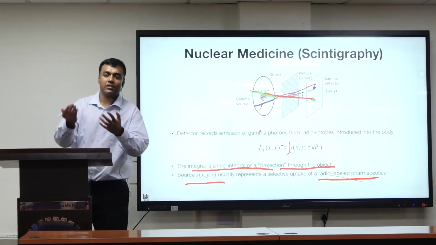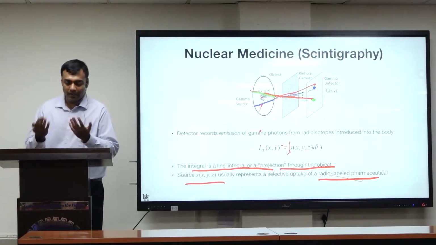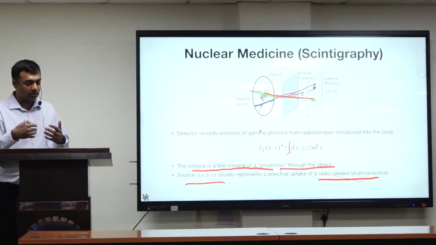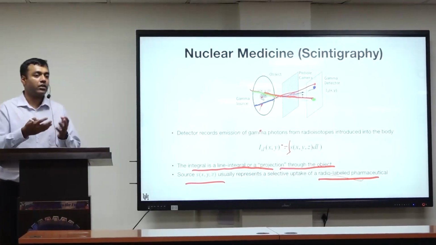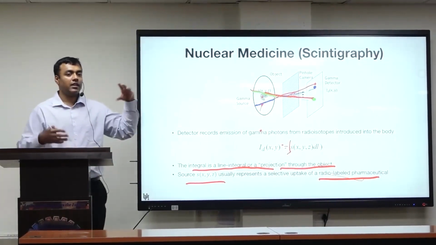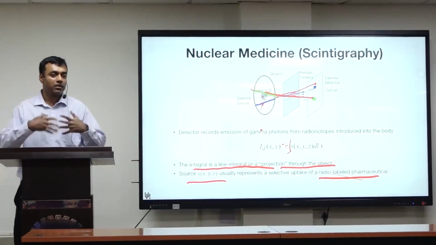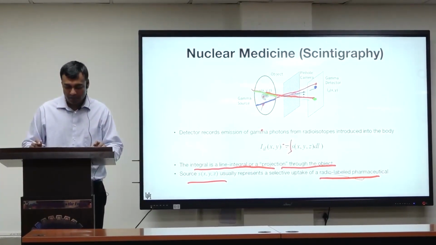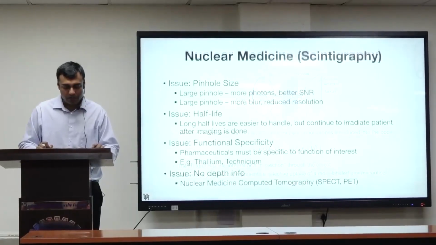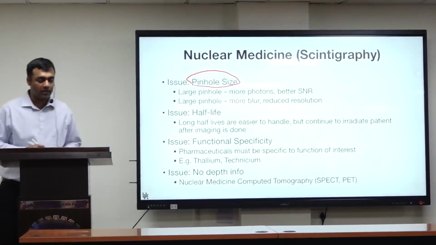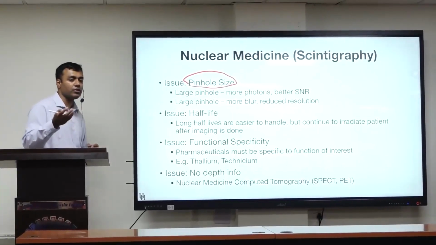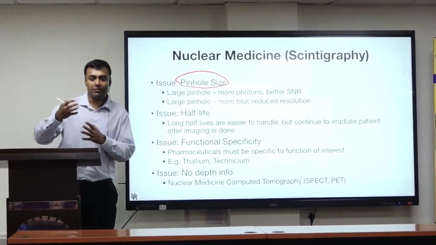So you drink something or inject something which has radioactivity, and you measure the radioactivity over time, and that gives you an image of the organ that you're interested in measuring. Okay, so there are problems with it. One is that it depends on the size of the pinhole. It is limited if you have a very big pinhole.